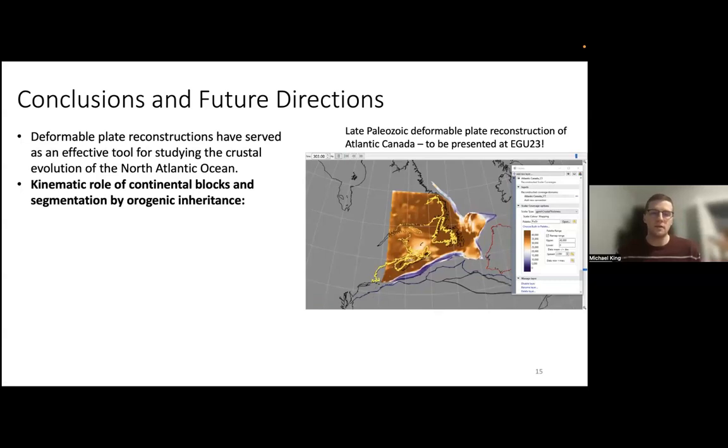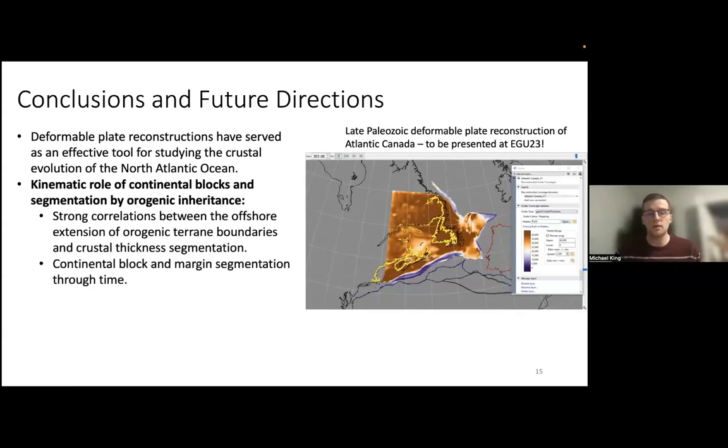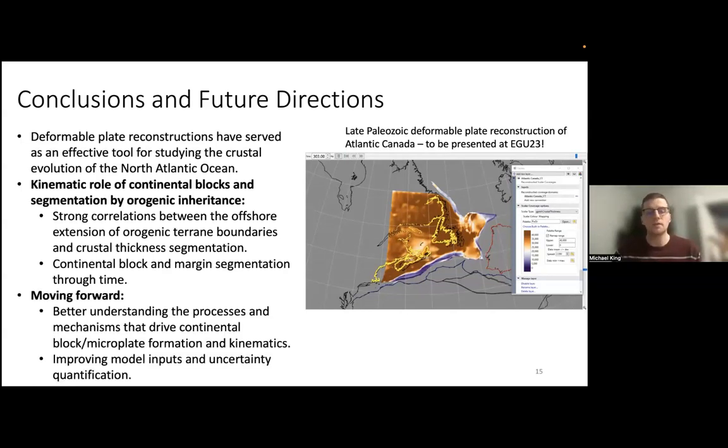But in terms of the conclusions and future directions based on what I gave today in my talk, these deformable plate reconstructions definitely served as a nice tool for trying to reconstruct these continental blocks within the North Atlantic. And in terms of results, we can definitely see the kinematic role of these blocks and their potential correlation or interplay with orogenic inheritance. So we definitely see some strong correlations between where we see onshore to offshore inheritance and also where we see segmentation or crustal thickness results and how that's evolved through time.